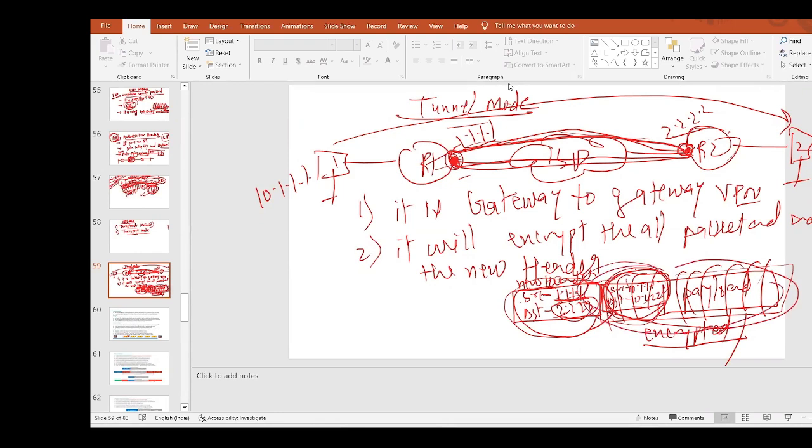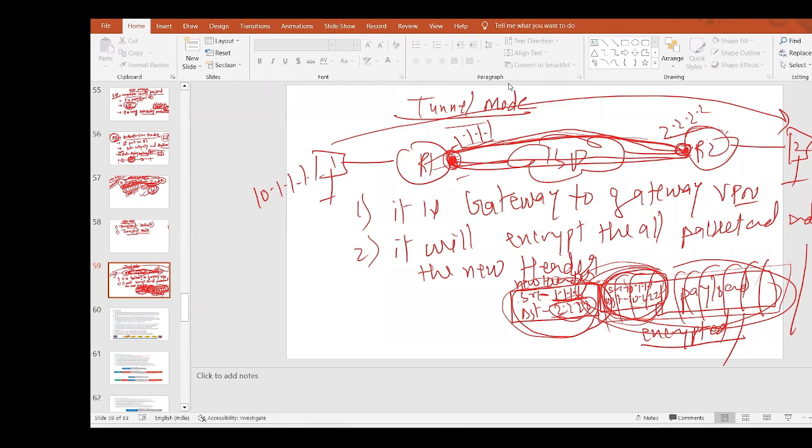Once it decrypts it, it will see the original source, which is 10.1.1.1, and the original destination, which is 10.2.2.2. Then it will check, okay, I know the destination. Then it will forward the packet to the 10.2.2.2 PC.